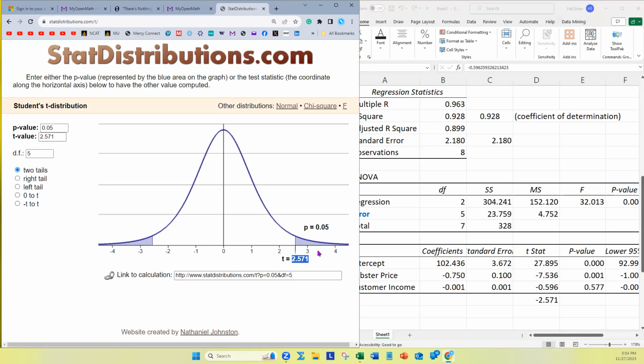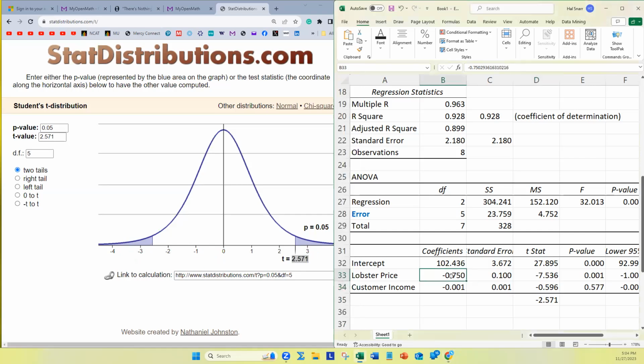Because my test statistic falls on the negative side of this distribution, and the test statistic is huge in absolute value, 7.536. We're way out here somewhere. It's really highly significant. So the difference is negative, and that difference is significant, right? Because again, we're under the blue area, and the blue area is significance.